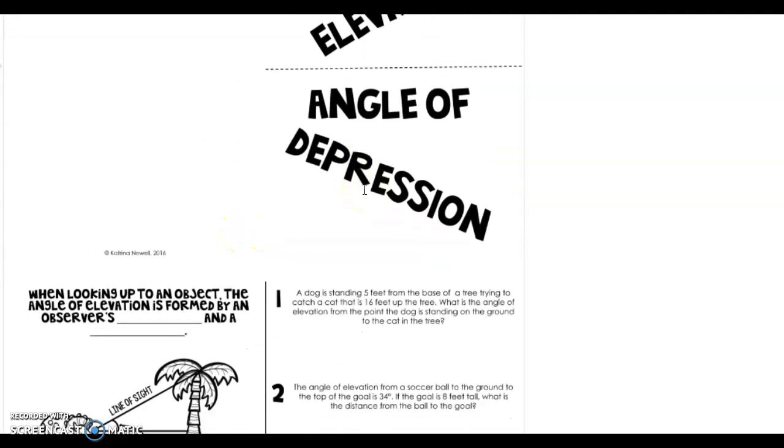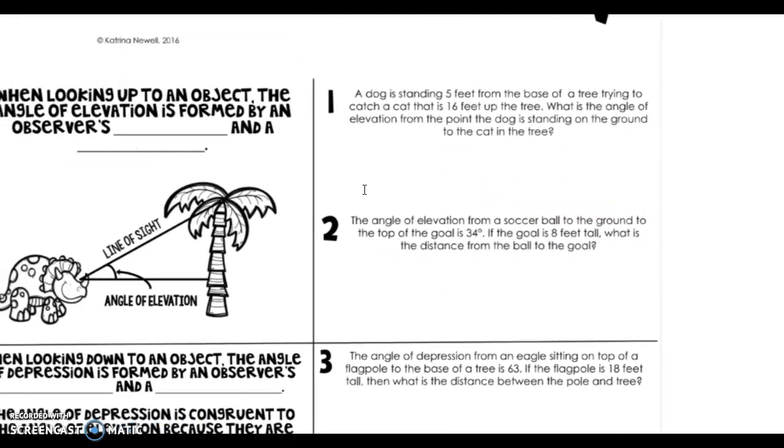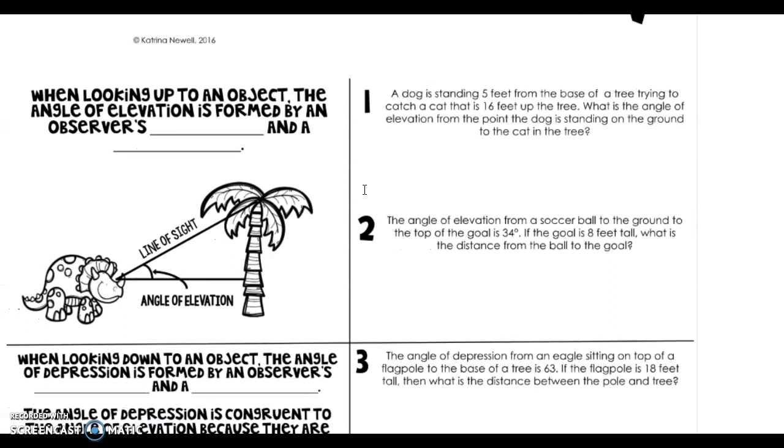All right, so let's look at our foldable. Inside the first flap about angle of elevation, it says that when looking up to an object, the angle of elevation is formed by an observer's line of sight. So they're looking up, like the dinosaur is, and a horizontal line. The horizontal line goes straight across, parallel to the ground.